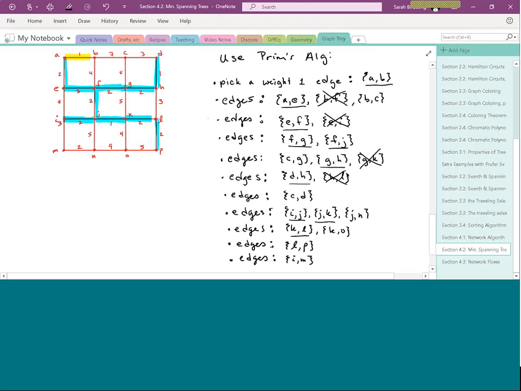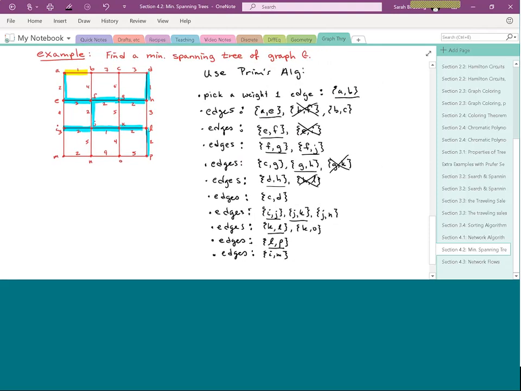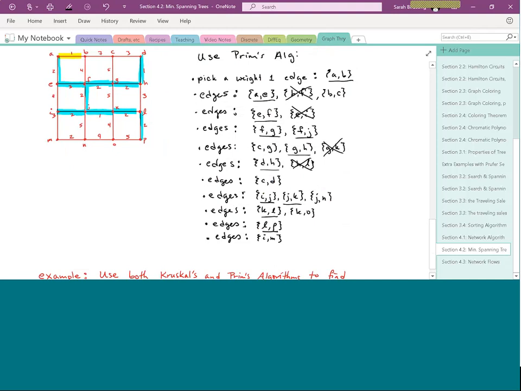Now, once we grab edge LP, we get in a new edge, and the new edge that we get in is OP, or PO maybe. So, at this point in time, the only weight 2 edge that is still in play in the graph is this guy down here, MN.